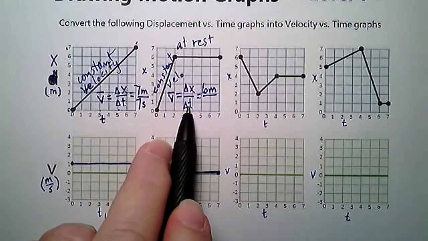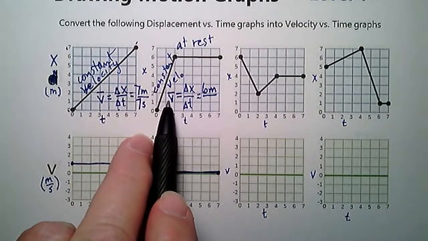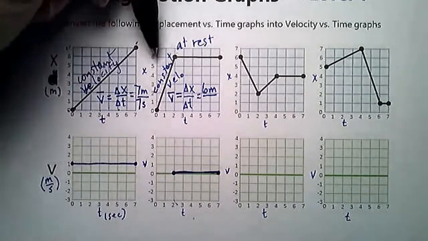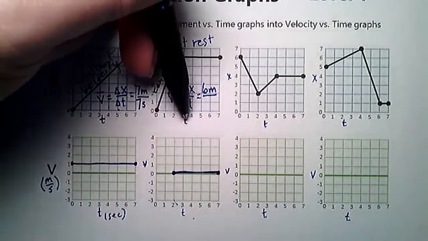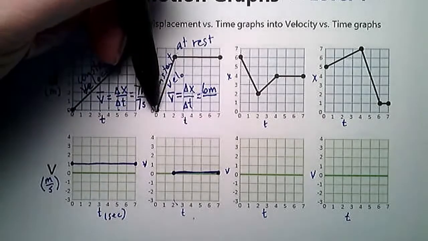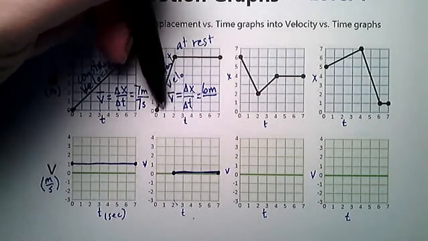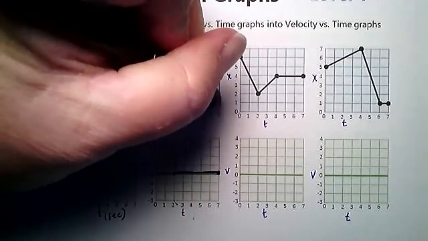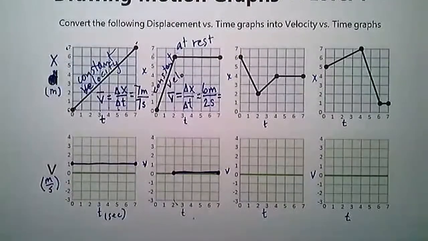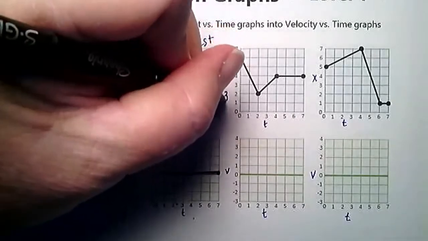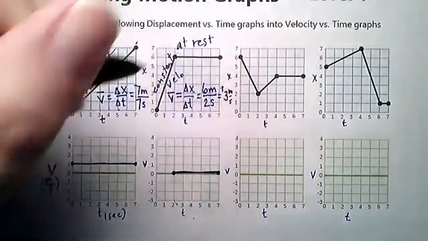And what's my delta t? How long did that take to go from 0 to 6 meters? How long did it take? Well, here I'm looking along this axis, the time axis. And I can see that to get from here to here, it took 2 seconds. So I would say that my delta t is 2 seconds. Now, if I do the math, it's not hard. 6 divided by 2 is positive 3 meters per second.